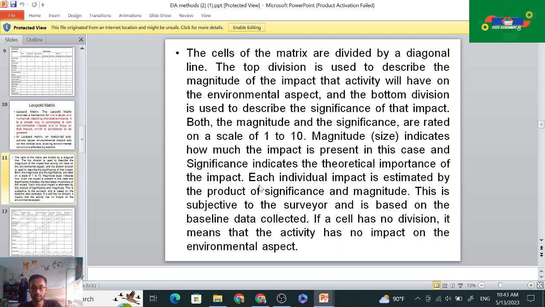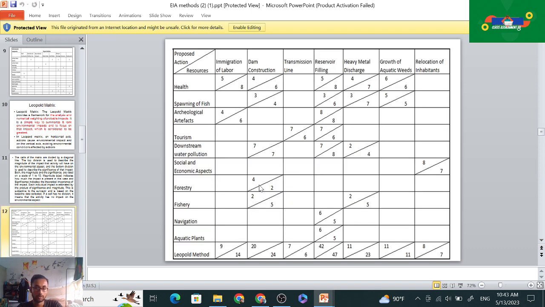And each individual impact is estimated by the product of significance and magnitude, and this is subjective to the surveyors and is based on the baseline data collected. And if a cell has no division, it means that the activity has no impact on environmental aspects. Then proposed action, resource, health, spawning of fish, archaeological artifacts, tourism, downstream water pollution, social and economic aspects, forestry, fishery, navigation, aquatic plants, Leopold method.